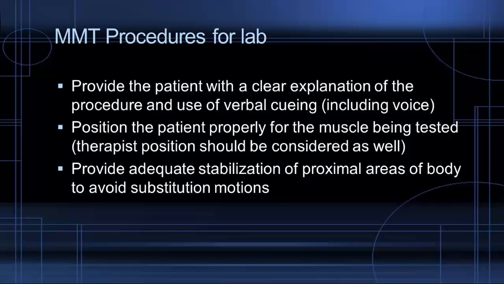We want to provide adequate stabilization of the proximal areas of the body so we can avoid substitution motions. So for example, shoulder flexion, a substitution motion might be that they lean back, extend their spine to try to lift that arm up, and we're using basically the spinal extensor muscles to lift the arm up. So we want to have their spine stabilized so we don't get that substitution motion in there.